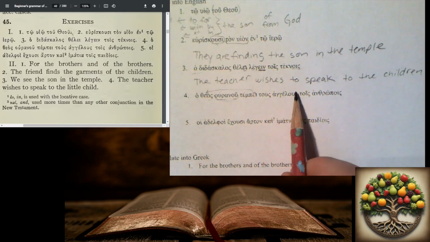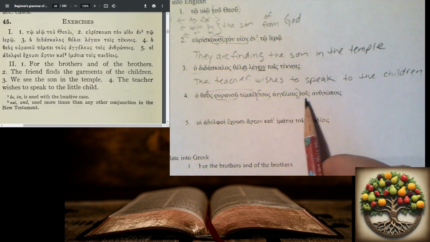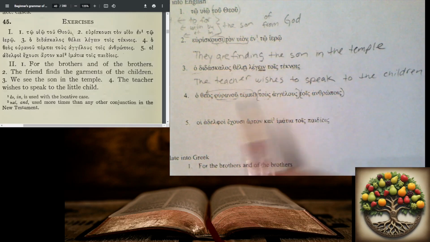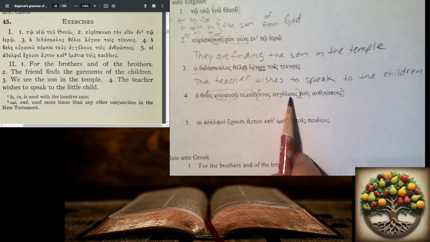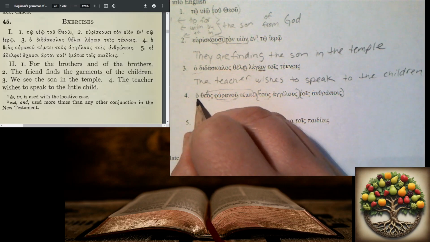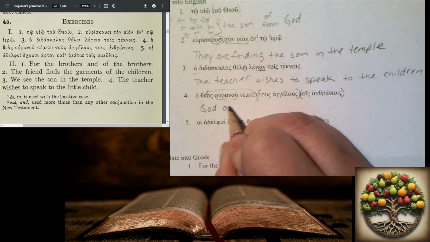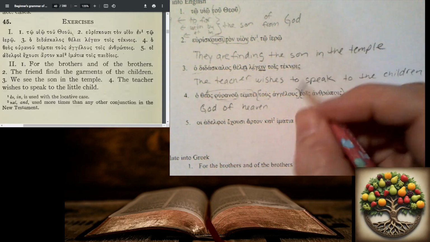Here we have the accusative in a plural, the angels or messengers. And then we have our locative, instrumental, or dative case, the men. God of heaven sends the angels to the men. And again, we do not translate the in front of God. I mean, I suppose here you could, the God of heaven.